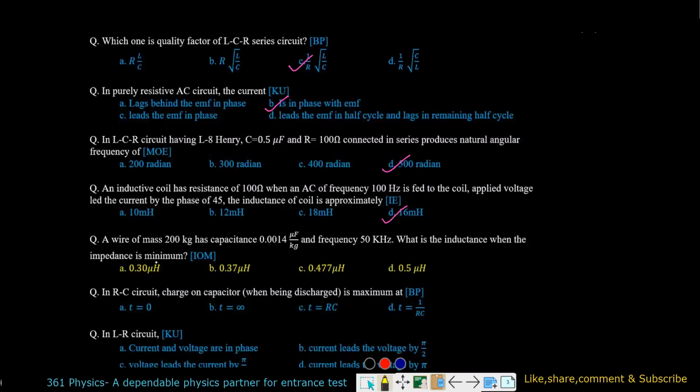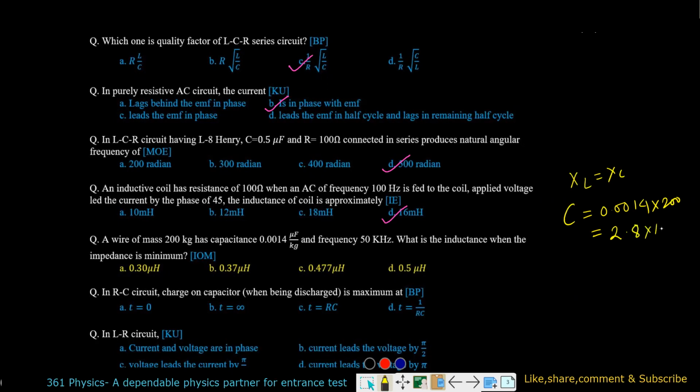See, we have to calculate the inductance at impedance minimum. Impedance minimum कुन बेला हुन्छ त, जुन बेला resonance हुन्छ है. So resonance हुने बेलामा XL equals to XC हुने. And you know well, you are given 200 km of wire and its resistance is like this one. Sorry, capacitance is this one. That's why the total capacitance is going to be 0.0014 into 200.